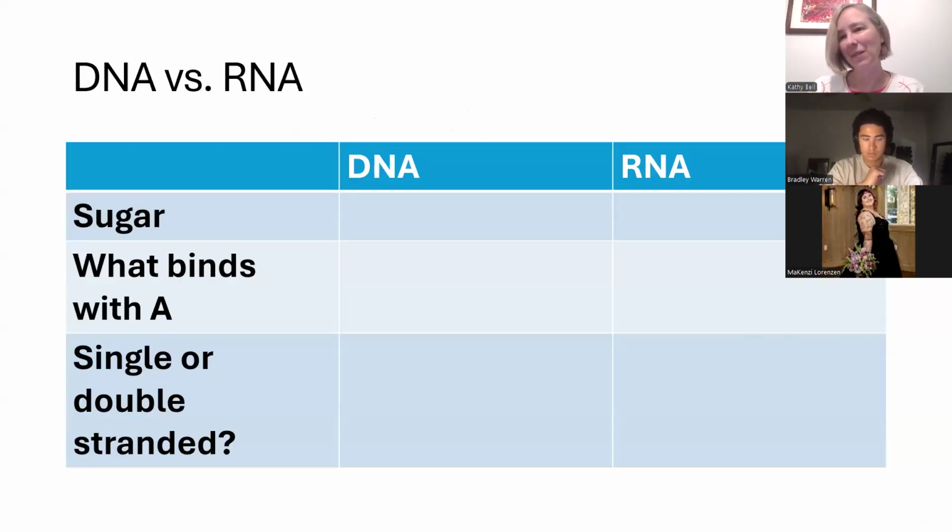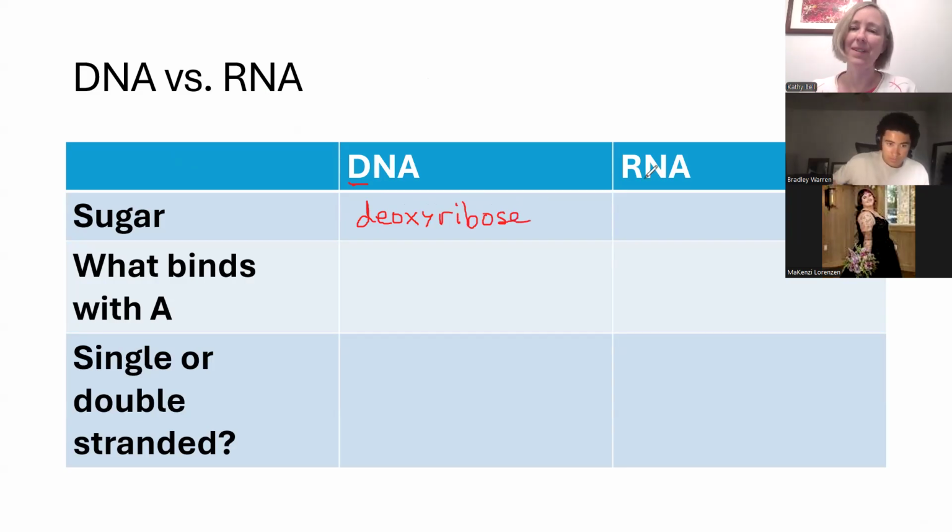All right, and then just comparing DNA and RNA. What is the sugar that is used to make DNA? Why is there a D in DNA? Deoxyribose. Yeah, that's your deoxyribose. And then what's the sugar in RNA? Why is there an R in RNA? Yeah, that's ribose.